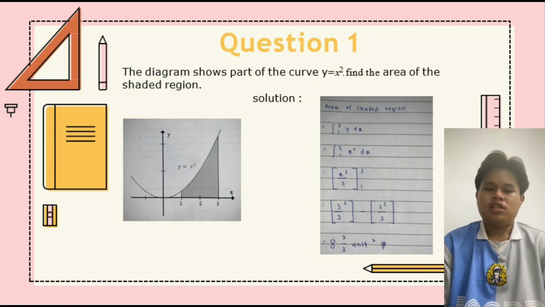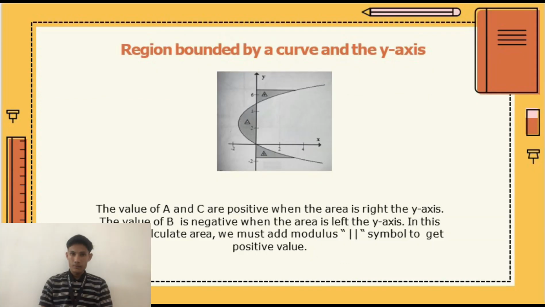There are three scenarios to consider when finding the area. The values of A and C are positive when the area is right of the y-axis. The value of B is negative when the area is left of the y-axis. In this case, to calculate the area, we must add a modulus symbol to get a positive value.